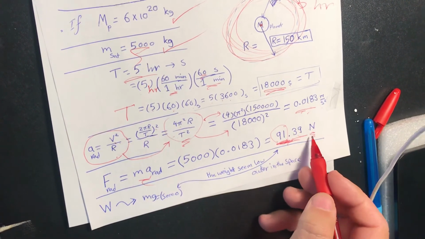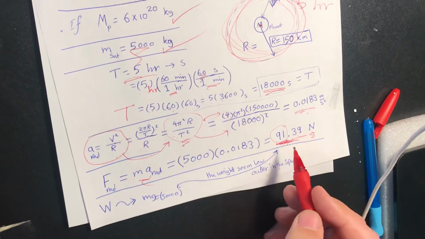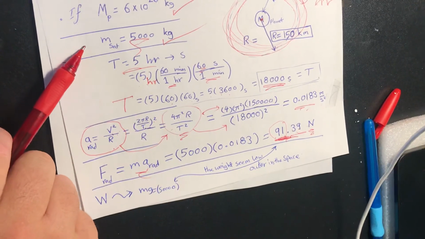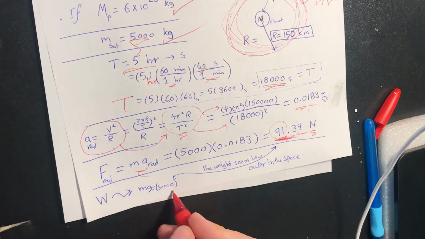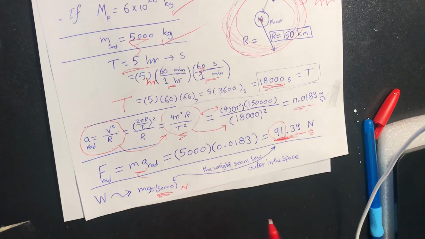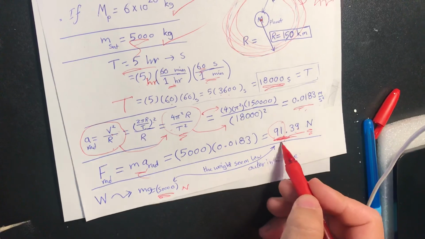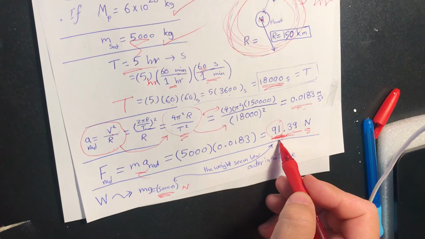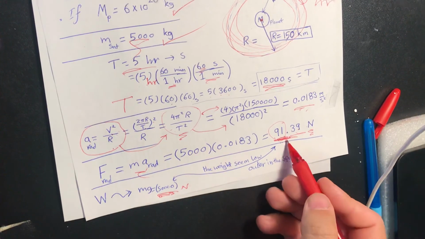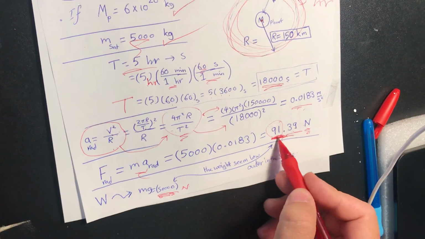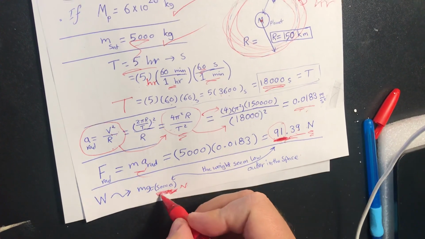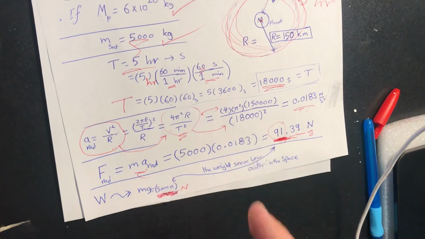To know that this force is small, the weight of this mass on the ground is almost 50,000 newtons. So when we compare the weight outside in space with the weight on the surface, we can say it is weightless. We don't have gravity. No, we have gravity, but this gravity is very small compared to the gravity on Earth's surface or on a planet's surface.